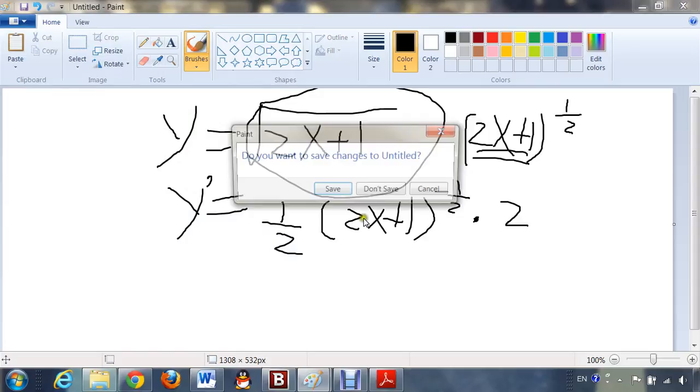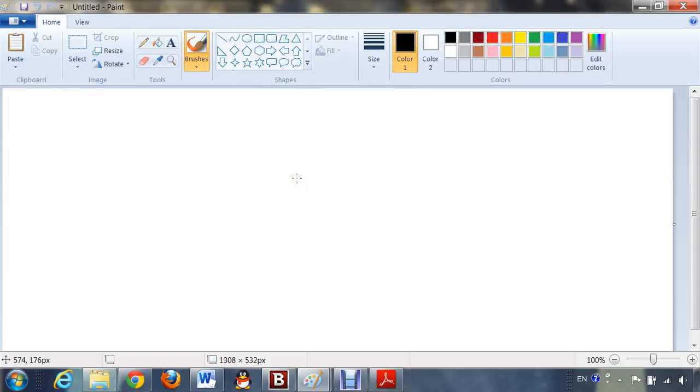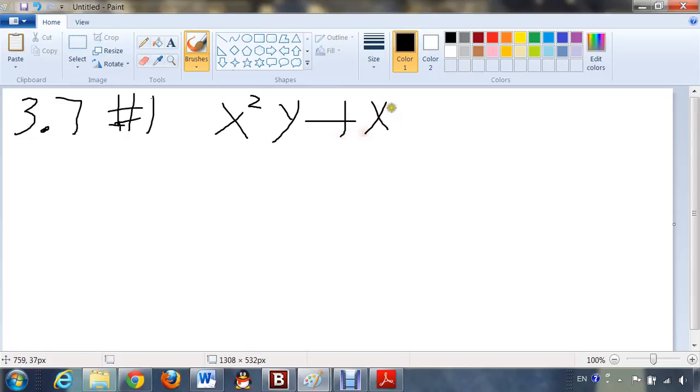Right now, let's do an example of implicit differentiation. This example is one I found from the book, trying to find the easiest one to start. It's 3.7, number 1, and you can also find the answer in the answer menu, or you can find it in your head. The question is x squared times y plus x times y squared equals 6.